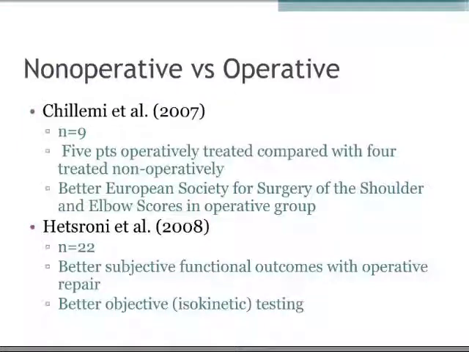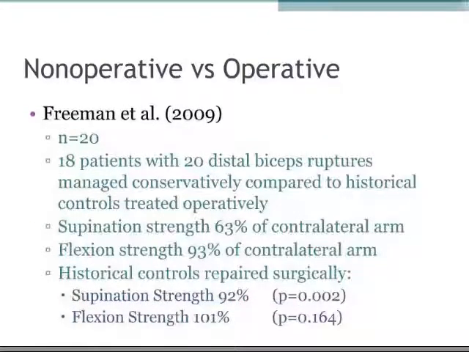The biggest study that probably moved things towards operative management was by Freeman, who looked at non-operative management and found that the supination strength with non-operative management was on average 63% of the contralateral arm. Flexion strength seemed fairly well preserved with conservative treatment. They compared this to historical controls, which were surgically treated, and which swayed the opinion. So now non-operative treatment is usually only for sedentary patients who don't require elbow supination strength, or patients not fit for surgery.